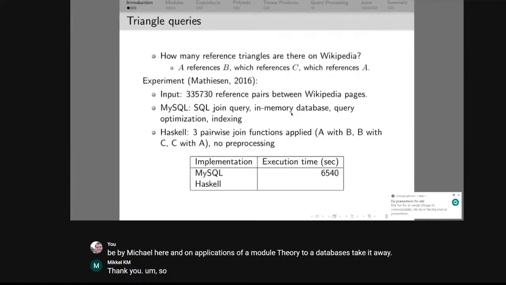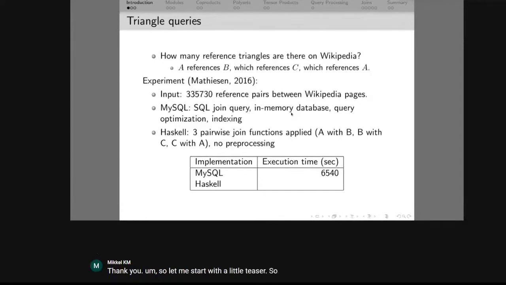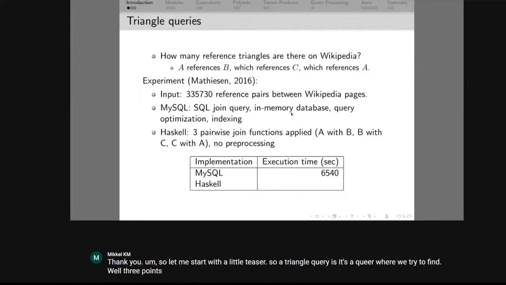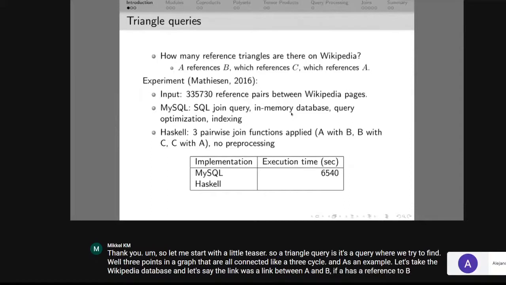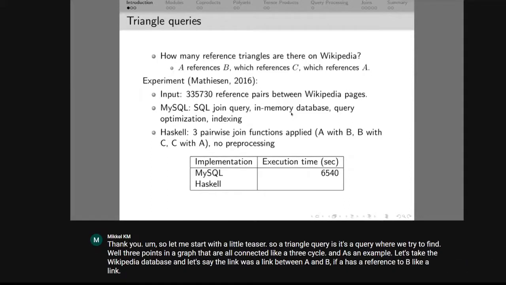So let me start with a little teaser. A triangle query is a query where we try to find 3 points in a graph that are all connected, like a tree cycle. As an example, let's take the Wikipedia database, and let's say that there's a link between A and B if A has a reference to B, like a link. And then let's try to execute this query in MySQL.